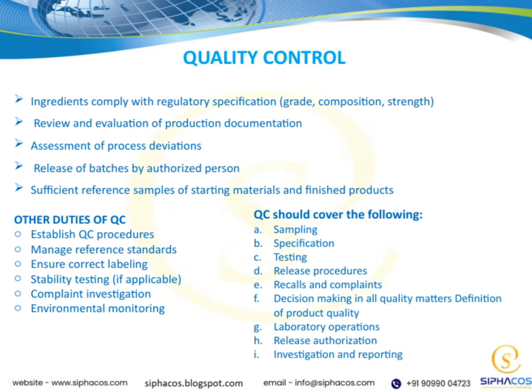Another key point is ensuring ingredients comply with regulatory specifications, including their grade, composition, and strength. We also review and evaluate production documentation to verify everything was carried out correctly. Assessing process deviations allows us to identify issues early and implement corrective actions. The release of batches by an authorized person acts as our final checkpoint before products are distributed.